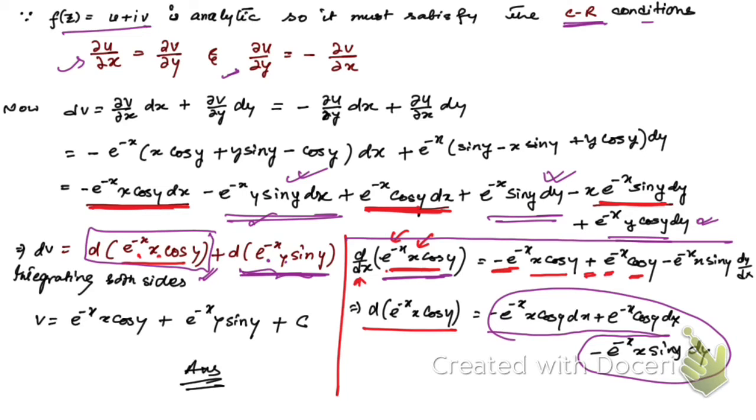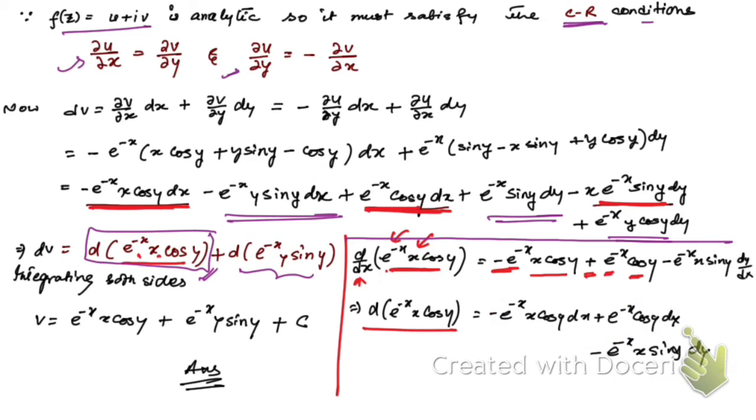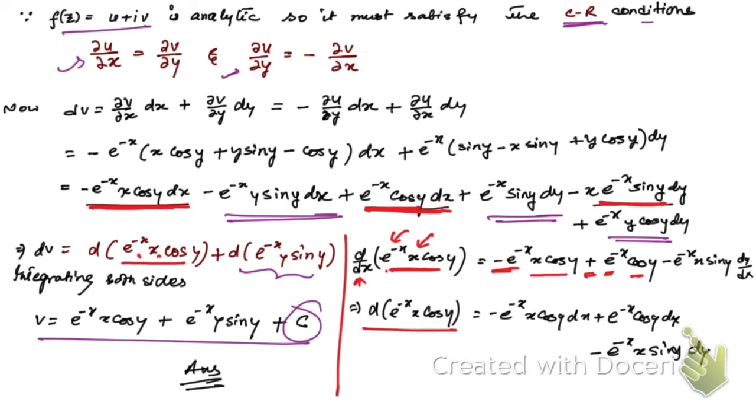And now if you integrate both sides, then you're gonna get this result. This is the integrating constant and this is the value of p. That's how we can obtain the value of p. So hope you have understood. Now let's move on to the next question.